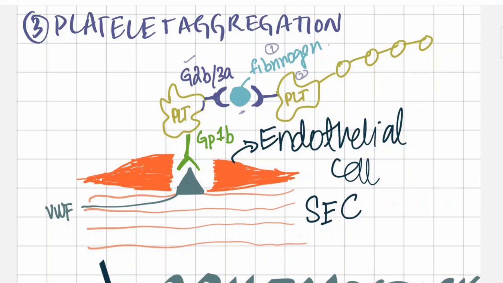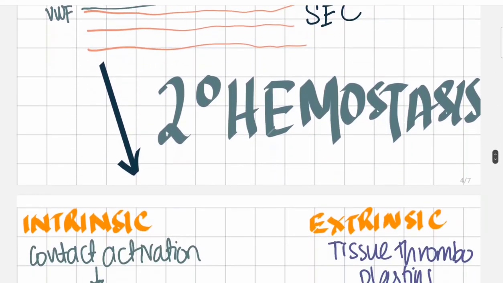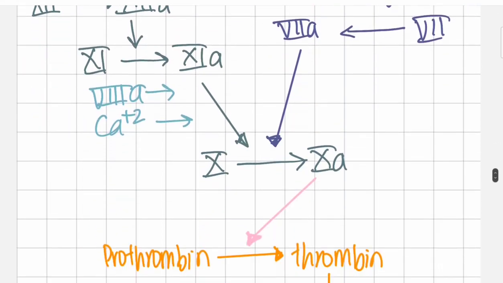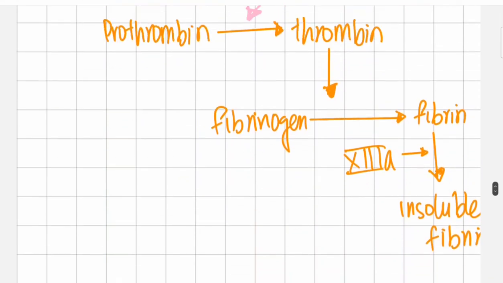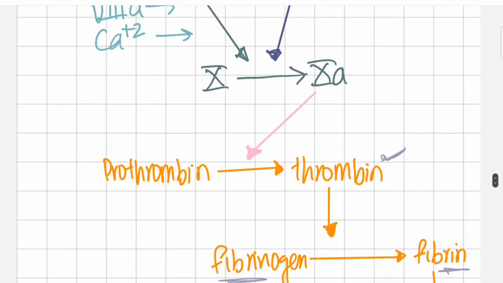which is going to convert this fibrinogen into a meshwork rather than a singular molecule, and that is done by secondary hemostasis. For secondary hemostasis, our main goal is this right here. We need thrombin that is going to convert fibrinogen into fibrin, and then that fibrin is going to convert into insoluble fibrin, forming a meshwork. Right? So how does that happen?